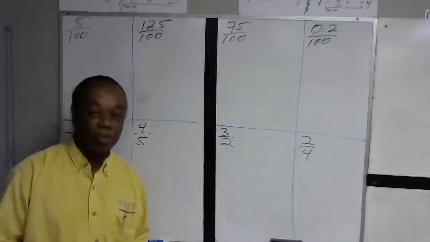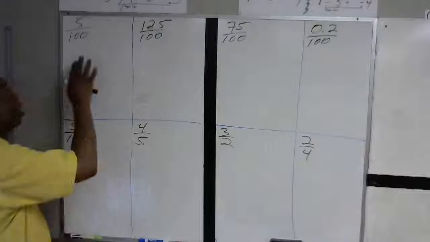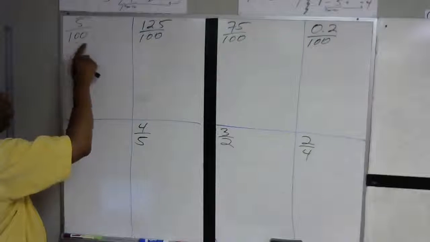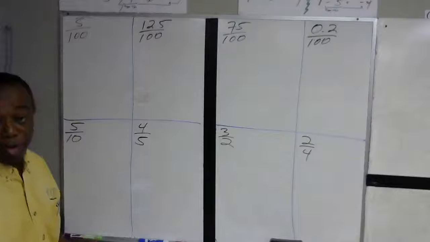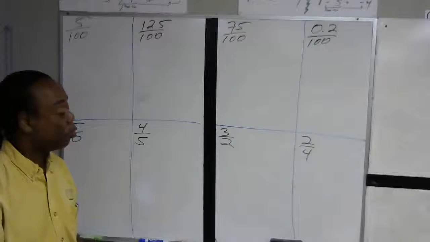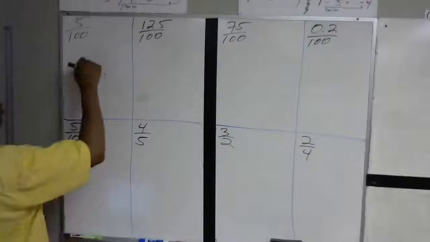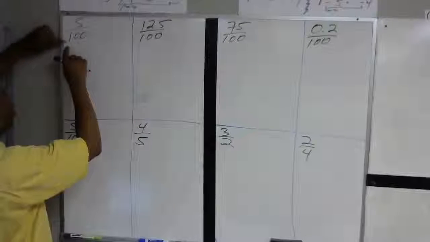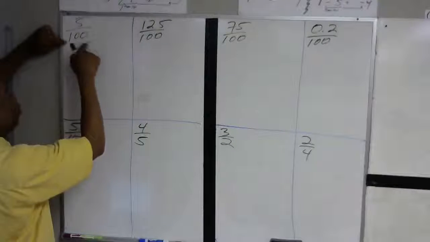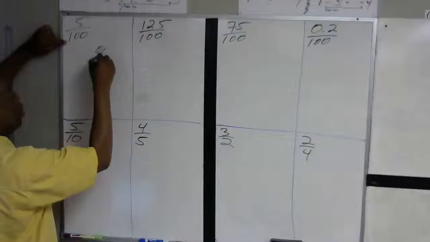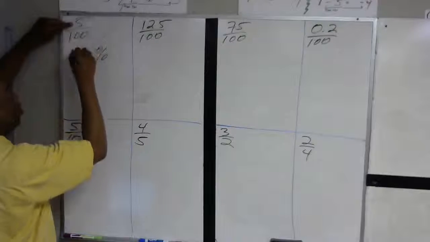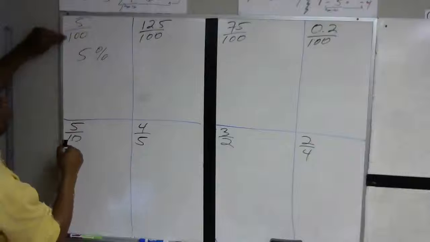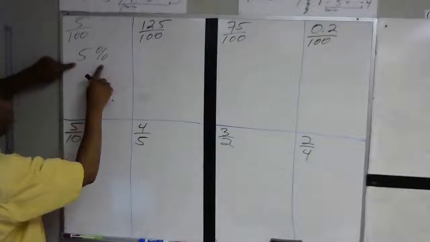Converting fractions to percents. If the denominator of a fraction is 100, you can instantly turn it into a percent. If the bottom number is 100, we convert the 100 into the percent sign, and then the top number comes down in front. So 5 over 100 is represented by 5%.